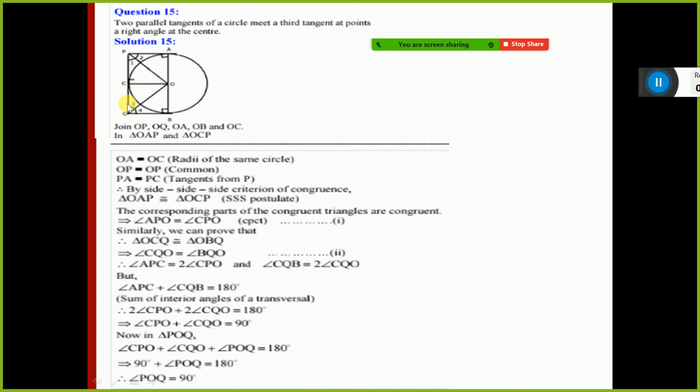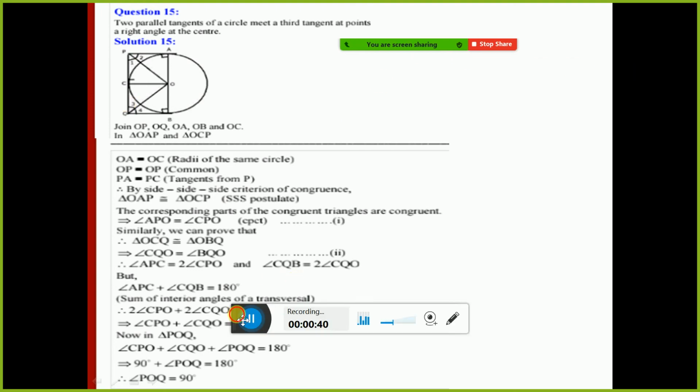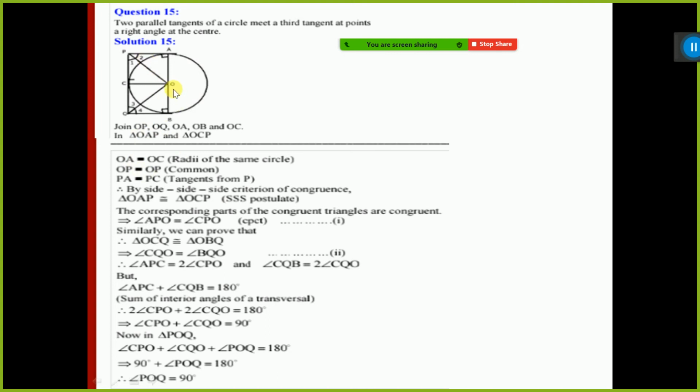POQ, that is equal to... are you listening? Okay, now this OP, OQ and OA, OB and OC are joined.